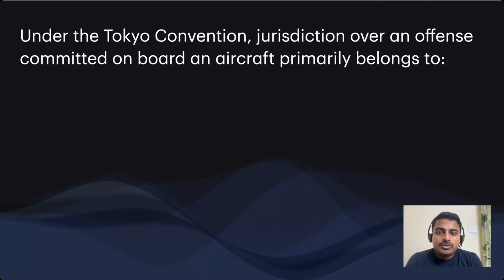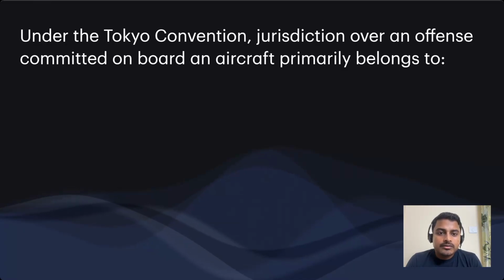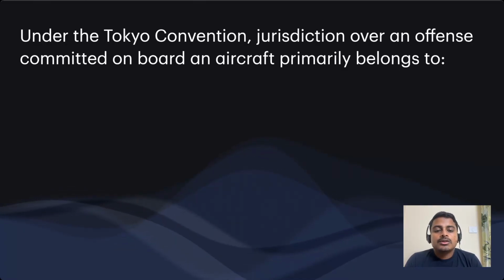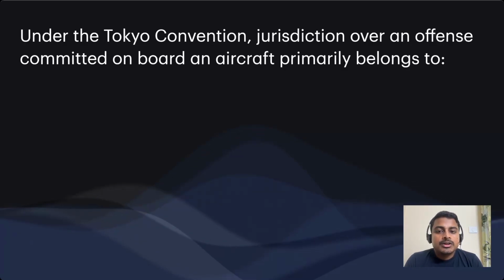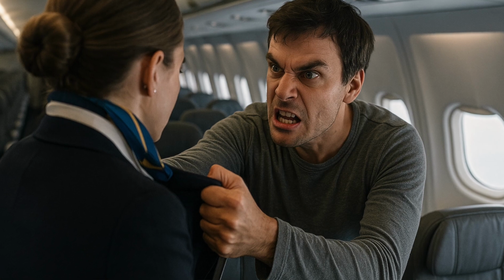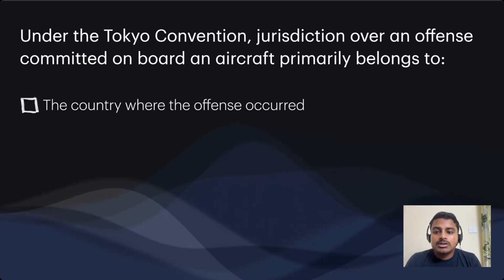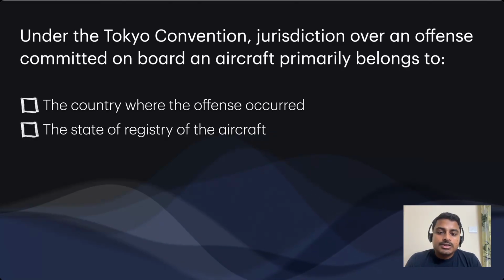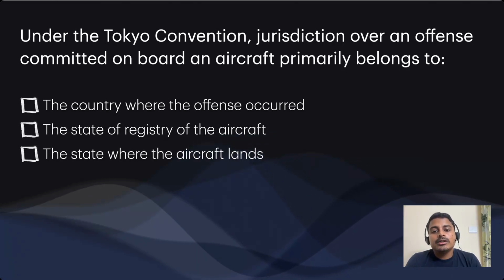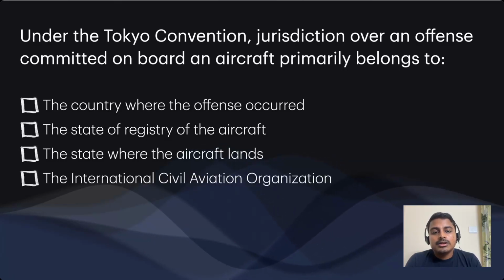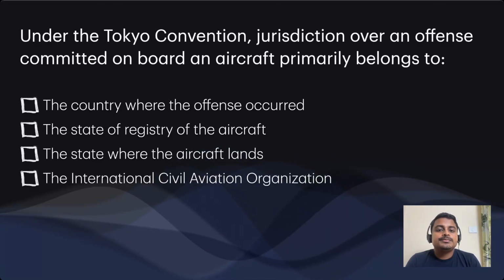Next, under the Tokyo Convention, jurisdiction over an offense committed on board an aircraft primarily belongs to which country, basically? So there was an offense committed on board an aircraft. The jurisdiction, or the right to act over that offense, belongs to which country? The options are the country where the offense occurred, the state of registry of that aircraft, the state where the aircraft lands, or the International Civil Aviation Organization.